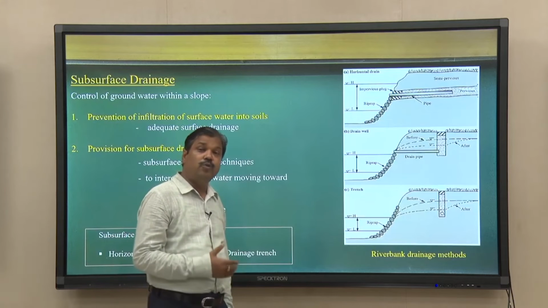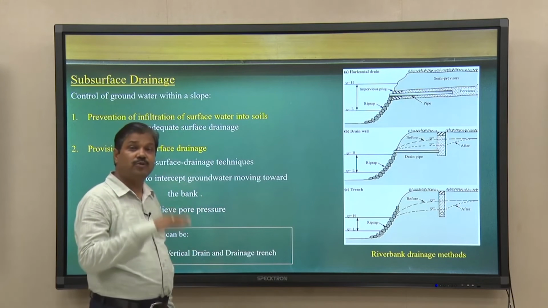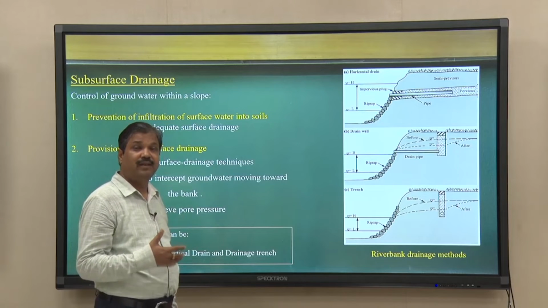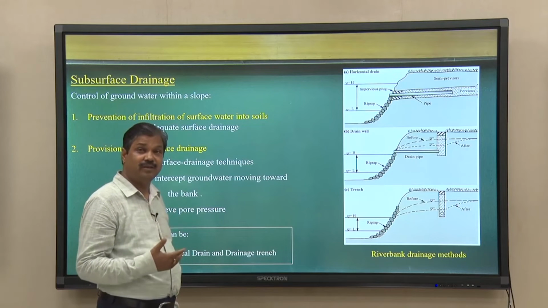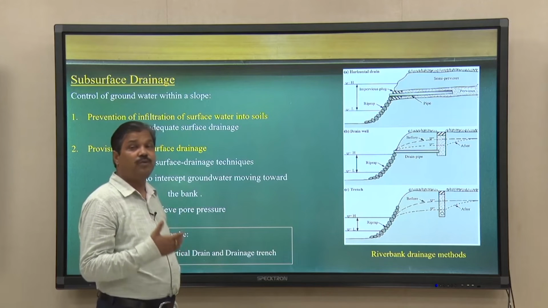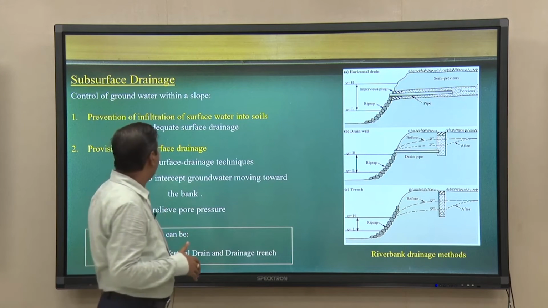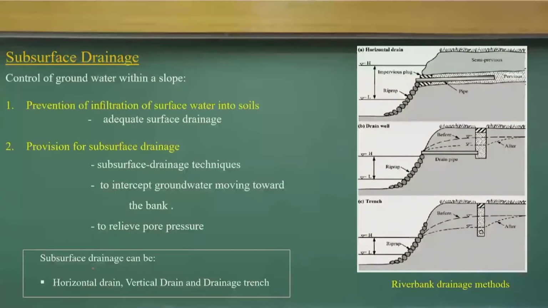Now, as you know, groundwater fluctuations play a major role in the toe failures or the rotational failures. How do we reduce the fluctuations of the groundwater table? What we do is provide subsurface drainage to control the groundwater within a slope. That is what we try to do. How do you do it? If you look at this figure, you can understand it.